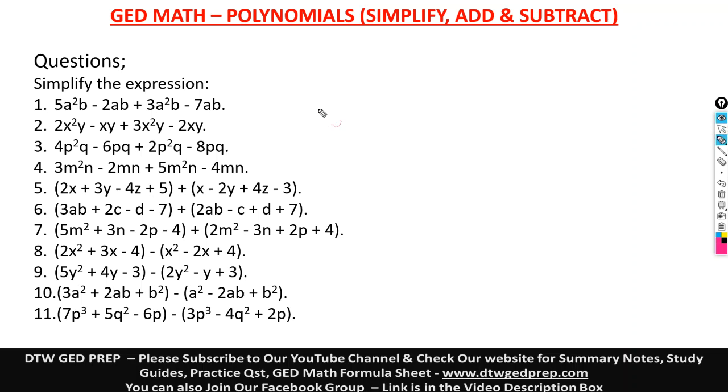Okay, so in today's video, I'm going to be taking you through polynomials, and we are going to be looking at simplifying polynomials, adding, and also subtracting polynomials. So I have 11 questions here. You can see this is subtracting, this is adding polynomials, and this four here is simplifying. Why did I group them like this? Because there's a progression as I start from number one, it progresses down to 11. After this, I would also do multiplication and division of polynomials.